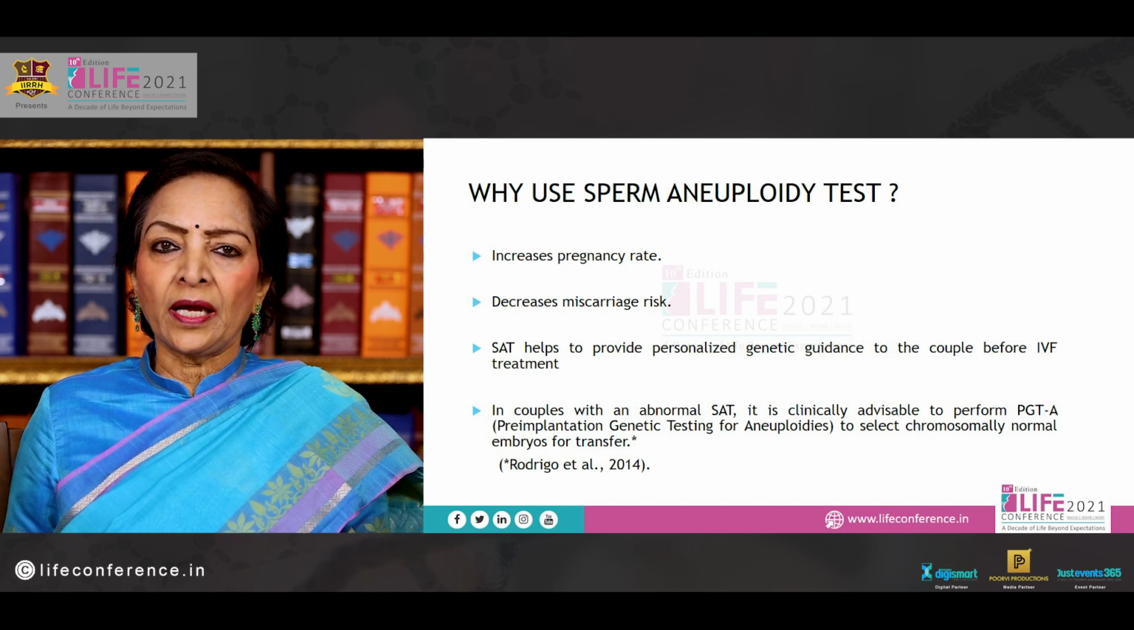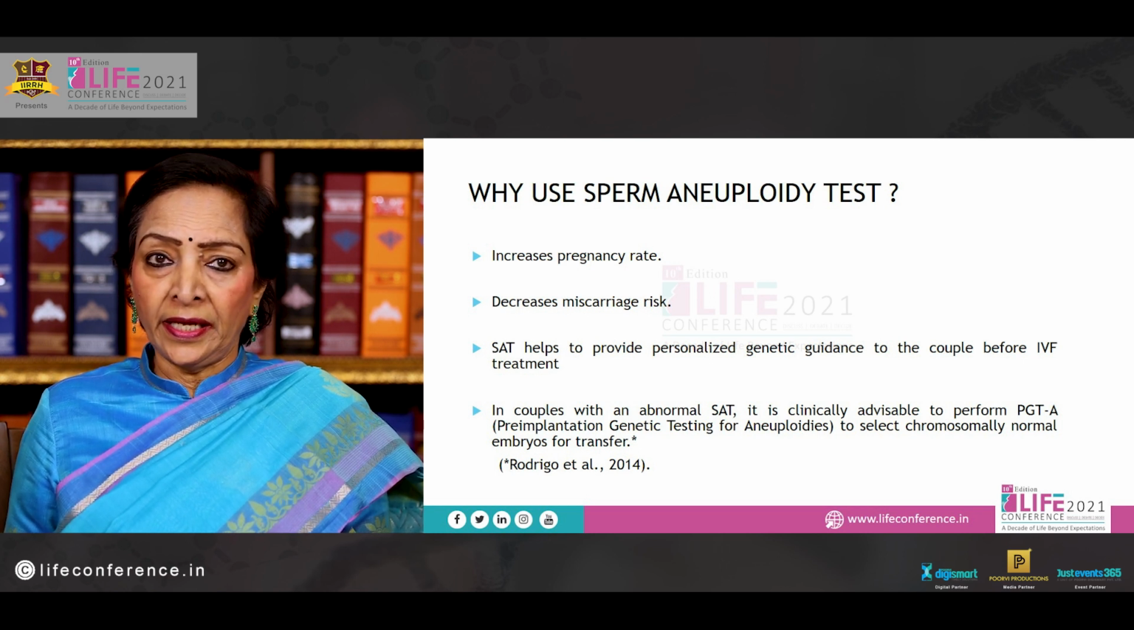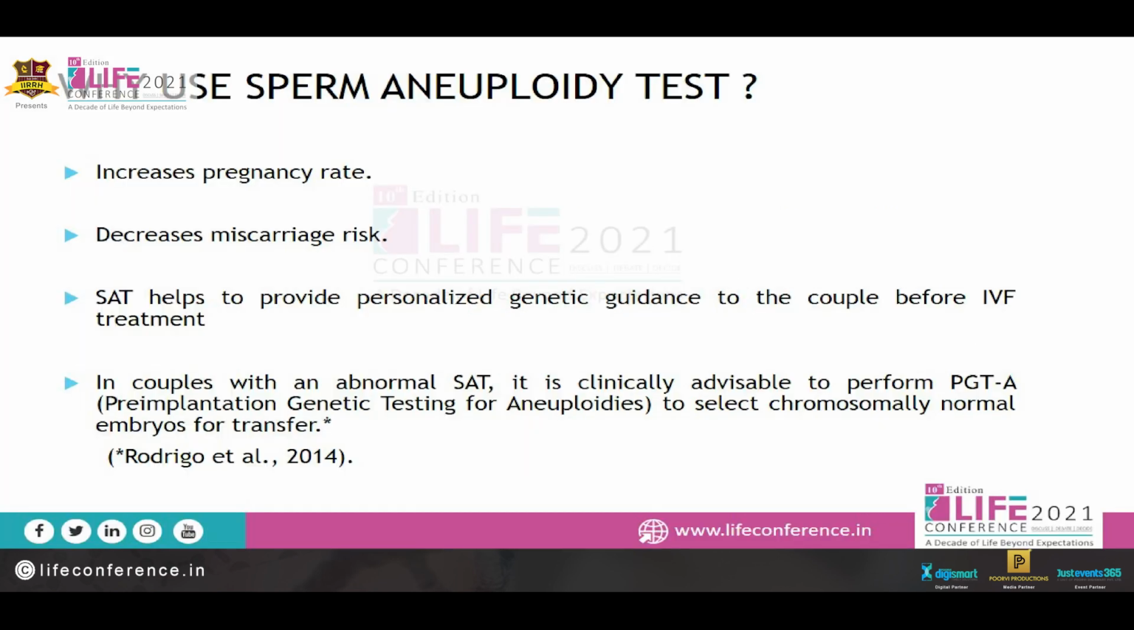In couples with an abnormal SAT, it is clearly advisable to perform a PGT-A, and that is important for us to select chromosomally normal embryos for transfer. This is extremely important, that today we do not do anything without having an anomaly test.